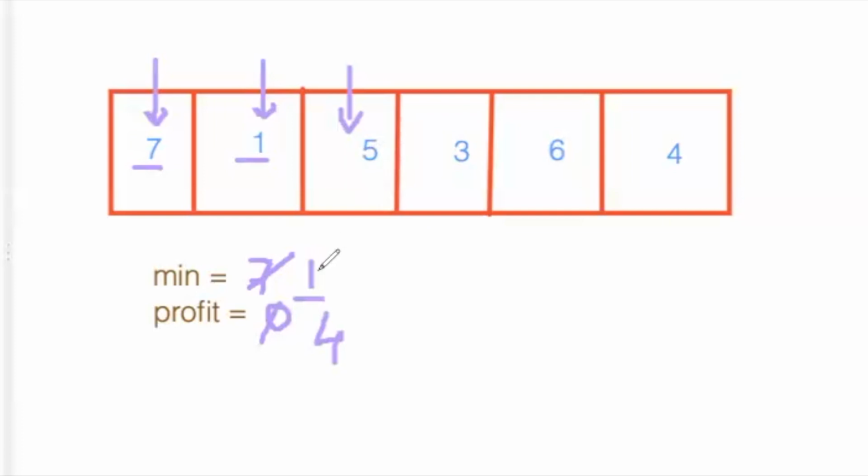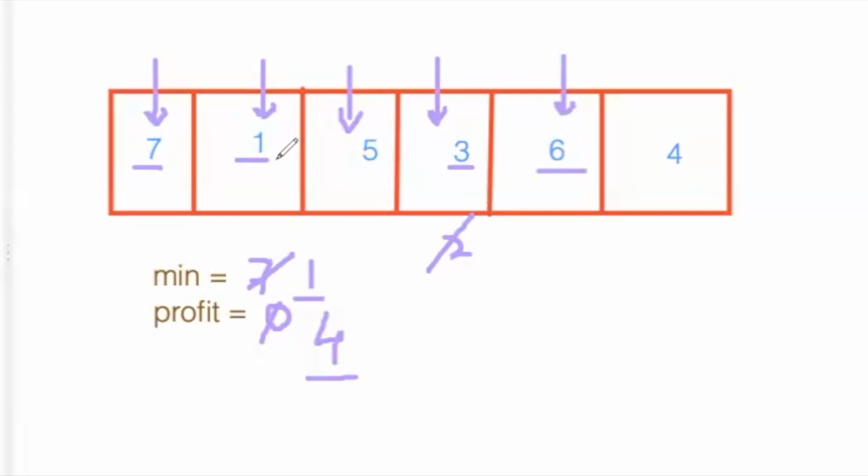Our minimum is not updated. The pointer now moves to the next one, 3. Again, this is greater than the minimum. The profit in this case is 3 minus 1, 2. But the profit that we have already achieved is 4. 2 is lesser than 4. So we do not consider 2. We move our pointer to the next element.